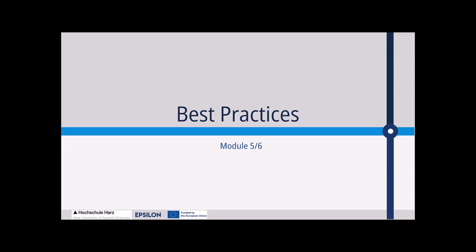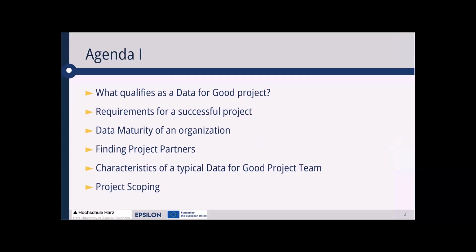The knowledge that we present here is derived from the use cases that you saw in the last session, as well as from the desk research and from our interviews which were conducted during the project. In the following minutes, we will have this agenda. First of all, we will talk about the definition of a Data for Good project. So based on the projects that we have seen so far, we would like to talk about the characteristics of a typical Data for Good project.